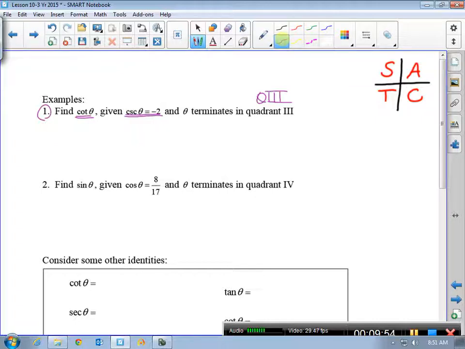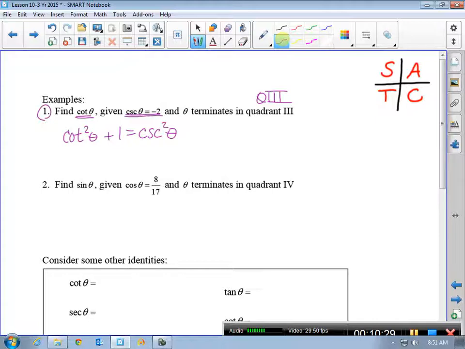Since this problem deals with cotangent and cosecant, that's actually not what's on my notes. It doesn't matter, I can still do this. I don't know if you guys have this one or not. Okay, we'll just do it. Since it deals with these two, I know I have cotangent squared theta plus 1 equals cosecant squared theta from the identities that we just did.